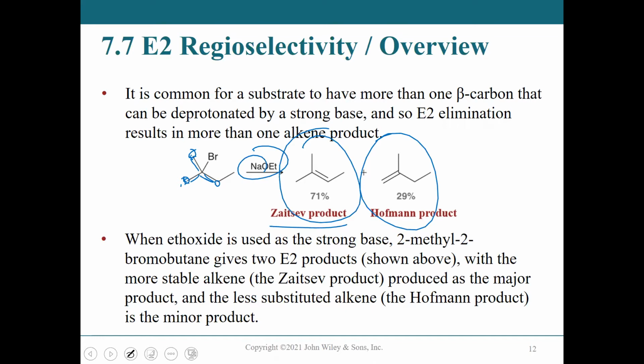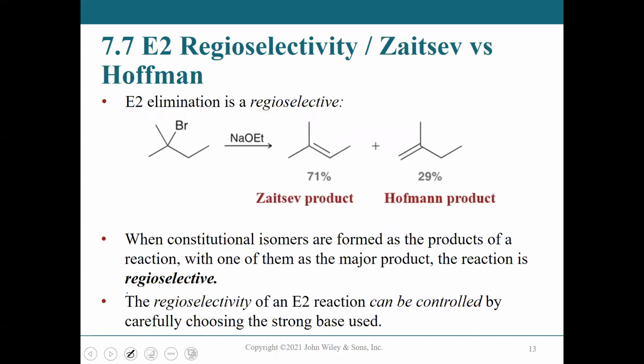The Zaitsev product is the one that produces the more stable alkene. The more stable alkene is the one that has the higher substitution. Here's another example: ethoxide, regioselective, 71%. It's the same example, just repeating. The reaction is regioselective, meaning that it gives you a major proportion of one product.